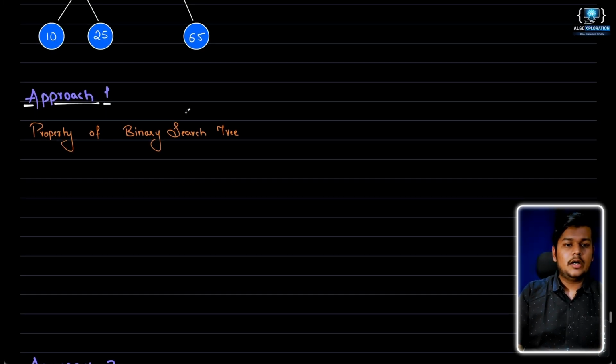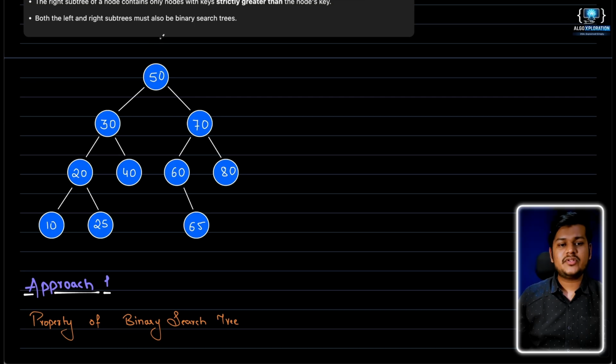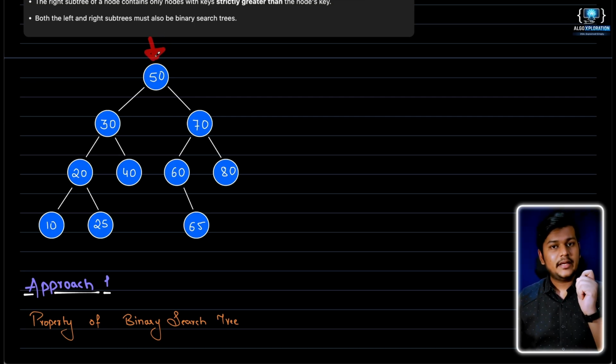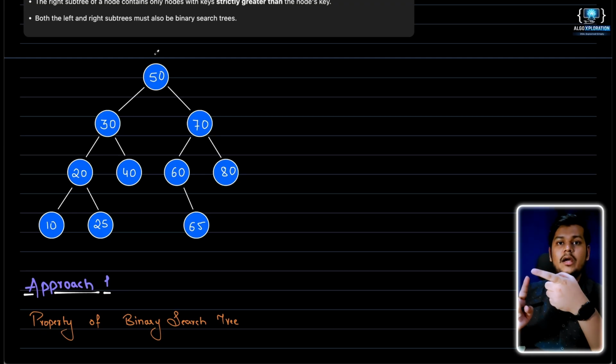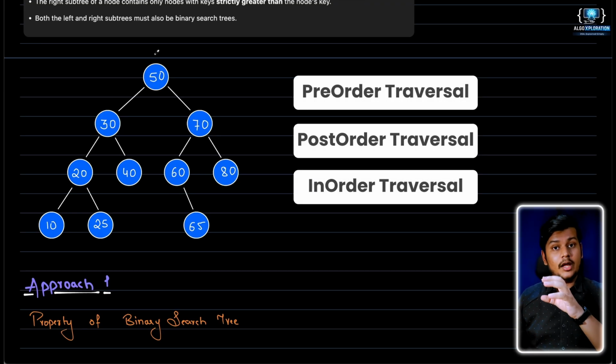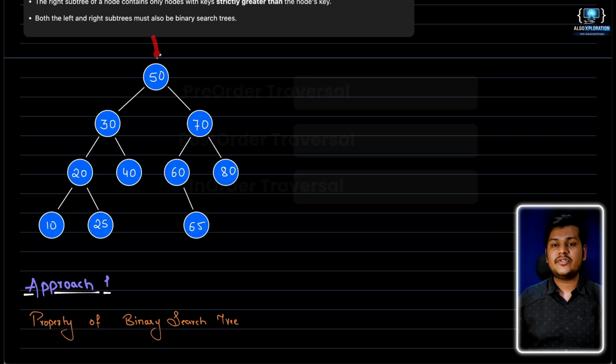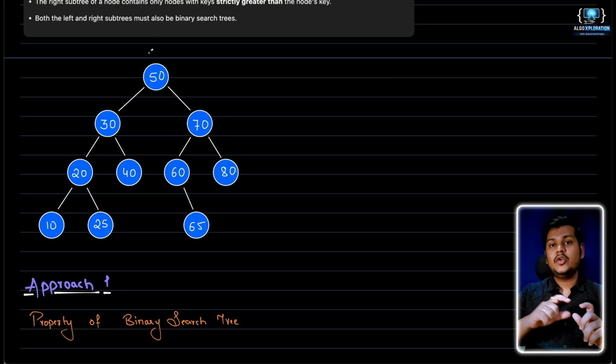If we have in-order traversal of a binary search tree, what is traversal first of all? You are visiting each and every node. Either you can store that value or print that value. Basically you're visiting each and every node, and that is called traversal. There are multiple traversals for trees, but generally we use three: pre-order, post-order, and in-order. If you have the in-order traversal of this tree, the values that you will get will be in ascending order, which means non-decreasing order.